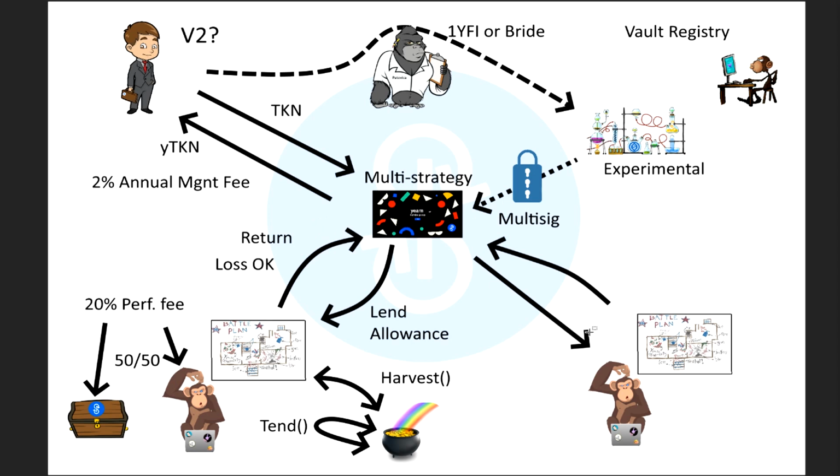They are multi-strategy. There's a vault registry, so anyone can build a strategy and put it into an experimental vault. And then the multisig will allow it to join the main vault, what the public can use. You can join the experimental vault through paying the bouncer. The vaults now have this performance fee, and all the strategies have these two functions now, harvest and tend.